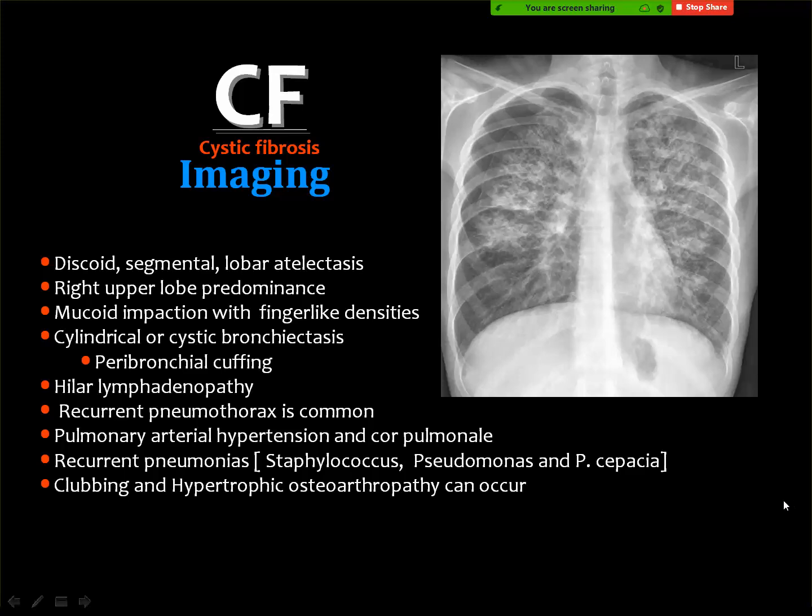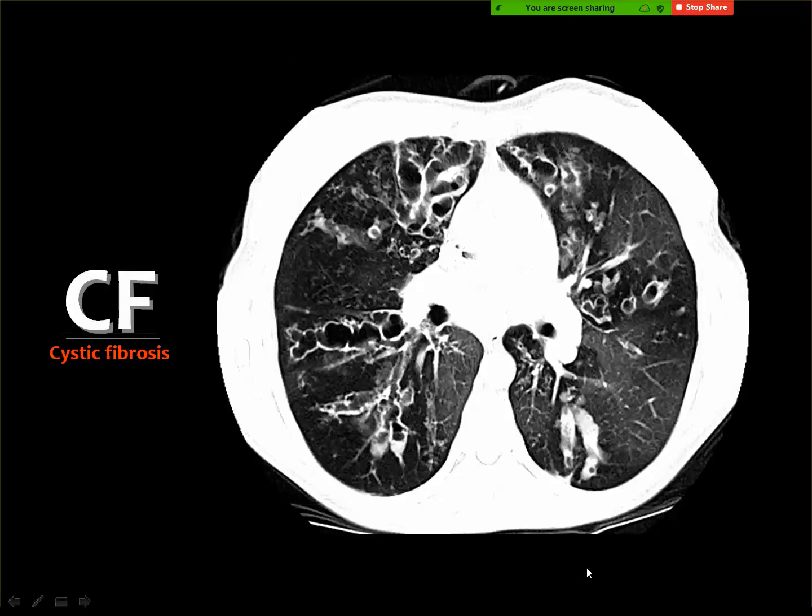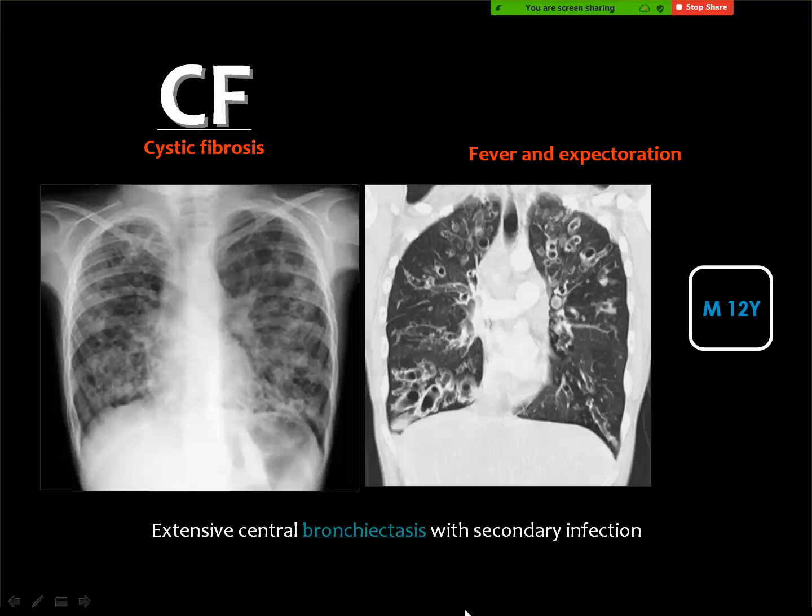Then in the chest, you get bronchiectasis from inflammation of the bronchial wall, and you get the gloved fingers due to mucus plugging in the bronchi, and very frequently you get pneumothorax. Pneumothorax is one of the criteria of this particular disease. If you have the CT scan, you see bronchiectatic changes and bronchi blocked by mucus, and this image is almost characteristic of cystic fibrosis.